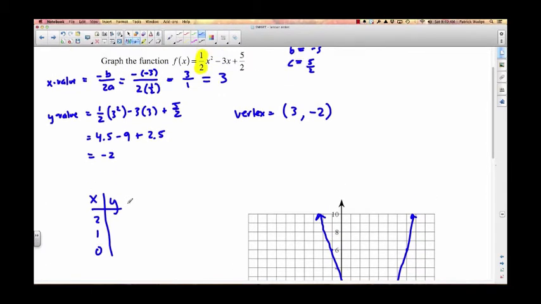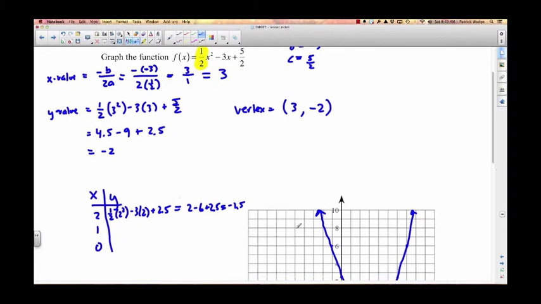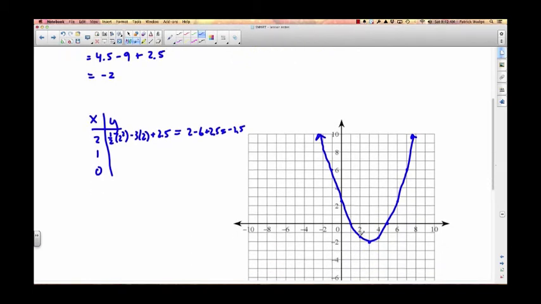So if we plug 2 into all these x's here, I'd get 1/2 and then 2 squared minus 3 times 2 plus 5 over 2, which is 2.5. I'm going to put 2.5 equals. Okay, 2 squared is 4 and half of 4 is 2. Take away 3 times 2 is 6 plus 2.5. 2 take away 6 is negative 4, plus 2.5 is negative 1.5. So we should have a point at 2 and negative 1.5. And we do. There it is right there.